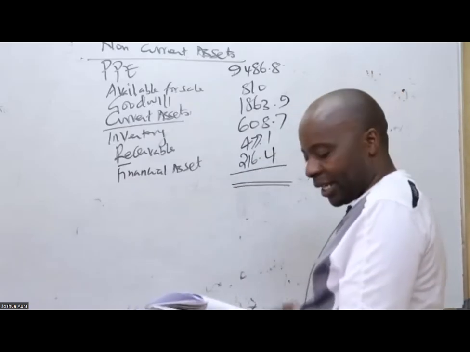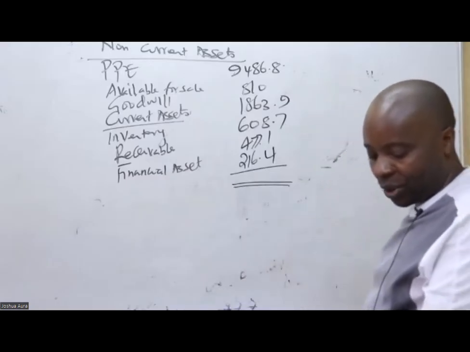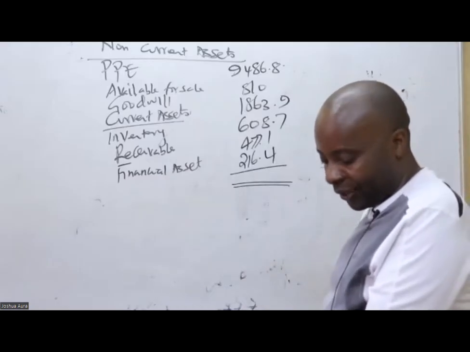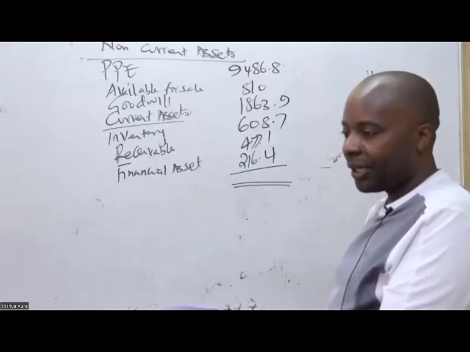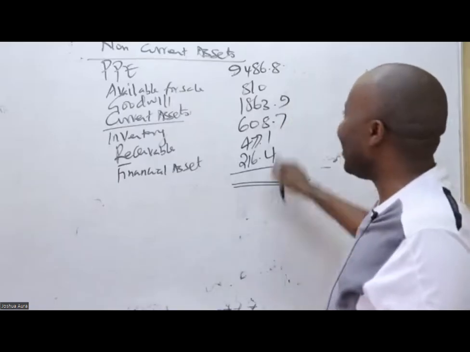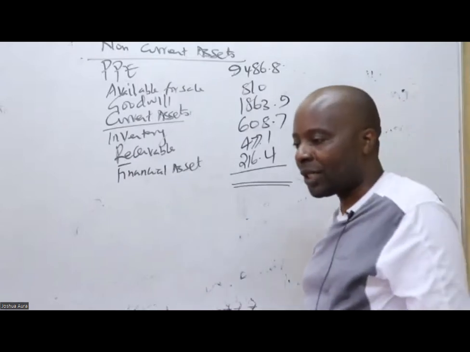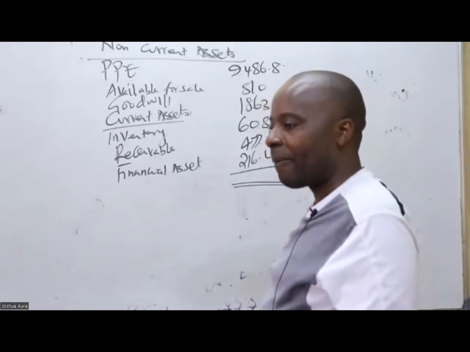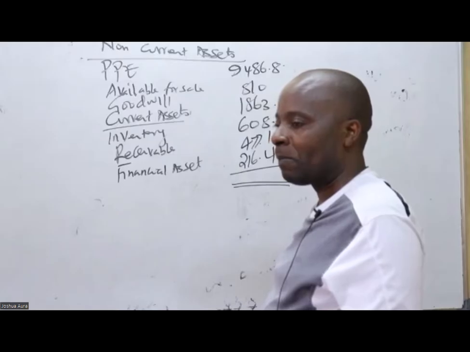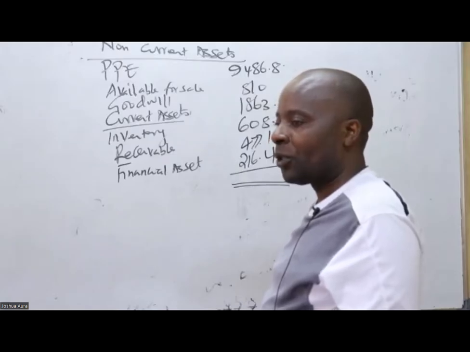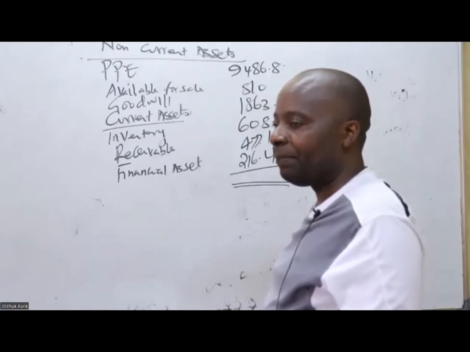How much are we getting there? Kindly give me these total assets. If you try adding down, how much are we getting there? Total assets, how much are we getting here?